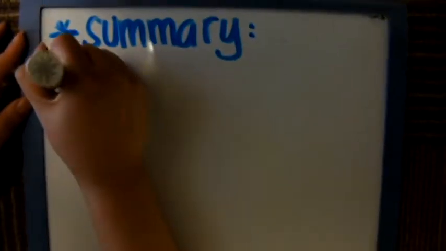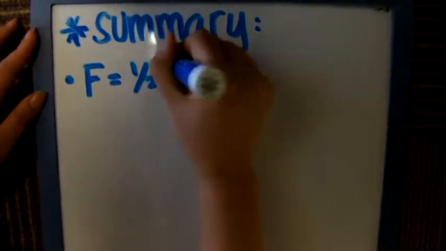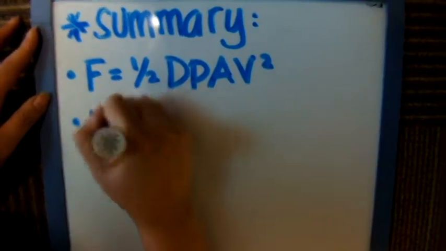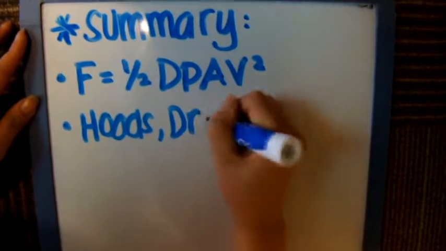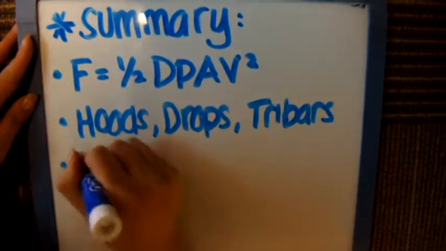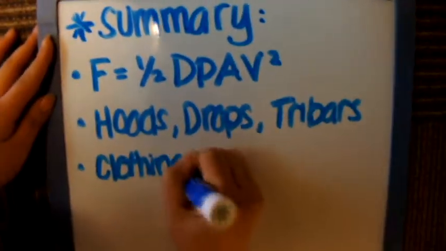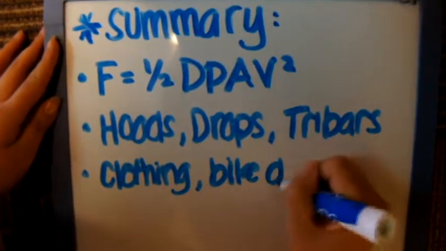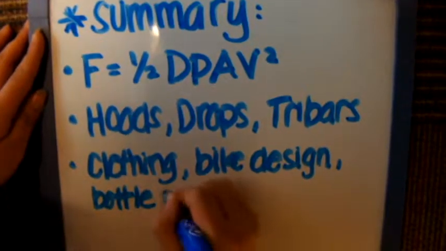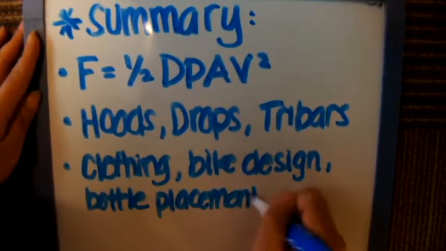So in summary, we have concluded that drag forces are affected by the coefficient of drag determined by the shape of the object, air density, frontal surface area, and velocity of the object, which is represented by the formula F equals 1/2 times D times P times A times V squared. Frontal surface area and the shape of the object can be manipulated by varying cycling positions, which include the hoods, drops, and tri-bar positions. Ultimately, the tri-bar position with the lowest frontal surface area proved to be the most aerodynamic.